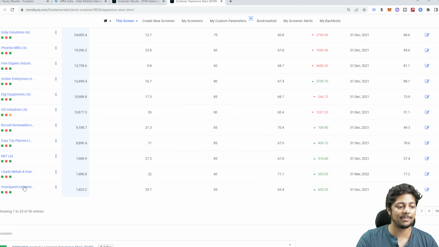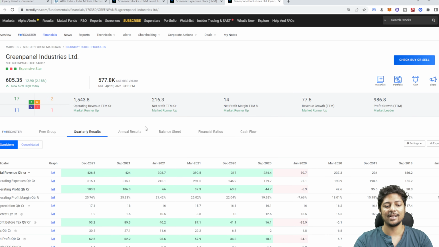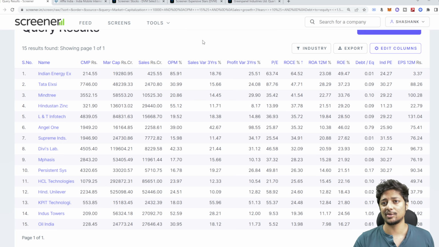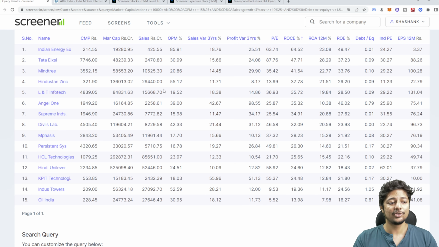NIIT, Green Panel Industries. This is something that we've again bought in our smallcase. This is also doing well and it's continuing to do well. So I try to find these stocks before it even comes out and people understand that it's going to go up. Varun Beverage was one such thing. Angel One was another such thing. So you can also try understanding these variations that I'm talking about. And obviously, eventually you have to do your own research. I'm not going to come and teach you all of that.